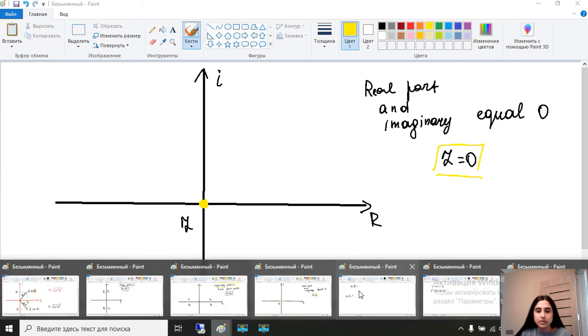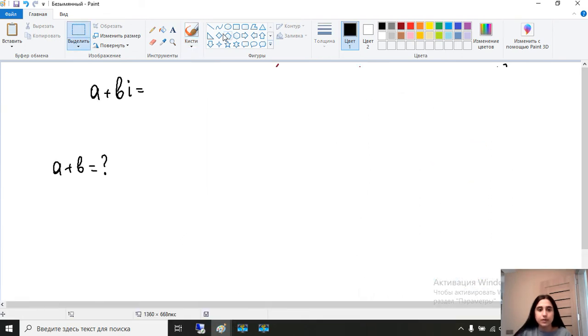So now let's consider the examples. For example, I have here (4 plus i) over (2 minus i). Now I need to find a plus b. First of all, I need to rationalize the denominator. In order to rationalize it, I need to multiply and divide at the same time by the conjugate of this complex number, so by 2 plus i.